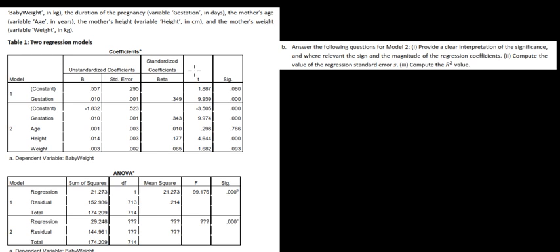Let's have a look at part B of this question. We have to answer the questions for model 2. We have to interpret the coefficients, and compute the regression standard error and the R-square value. So first of all, let's have a look at model 2 and see what's happening here.